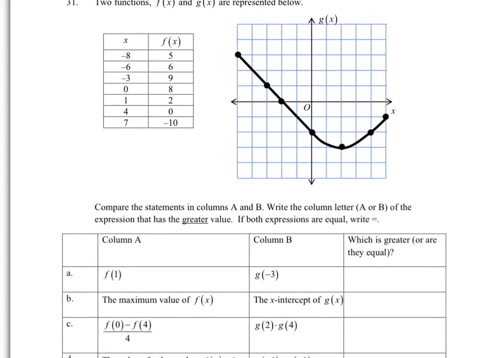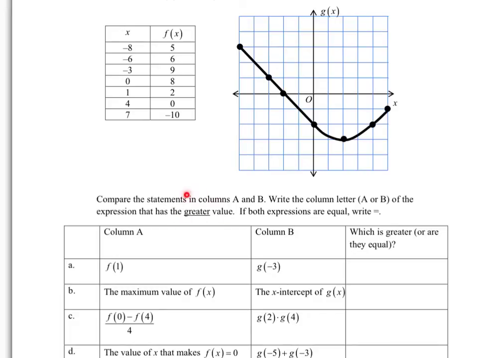So notice that greater is underlined, so that's the key word. Some of you are not reading carefully enough and are making careless mistakes, like writing which one's lesser or greater when it wants the opposite. So question A, f of 1 or g of negative 3. We're going to look at our table first, and f of 1 is when x is 1. So that means f of 1 is 2. So this equals 2. And then g of negative 3 is when x is negative 3, and that equals 1. So which one's larger, 2 or 1? 2 is, so column A.